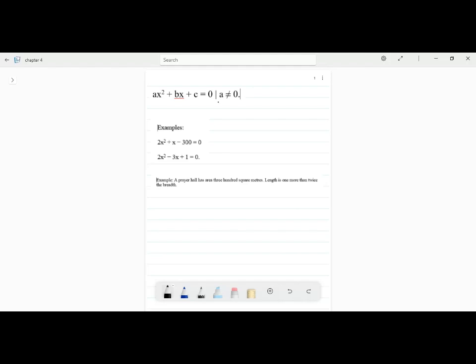The example on the screen shows the standard form, which is ax squared plus bx plus c, where a cannot be equal to 0. And its graph is always a parabola. So if we draw the graph of the value of x with respect to the value of the formula, if we plug in the value of x, then its graph is a parabola. A parabola looks like this, or it can be like this.